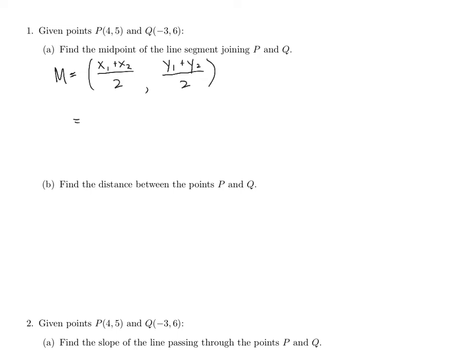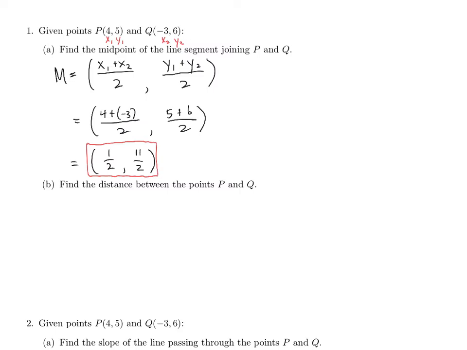So now we'll just plug in the numbers. If you want to label your points, if that helps you, you can. So we have x1 is 4 plus x2 is -3 over 2, y1 is 5 plus y2 is 6 over 2. 4 plus a -3 is a +1, so 1/2 will be the x value. And then 5 plus 6 is 11, so 11/2 would be the y value. Neither of those fractions can be reduced, so this is your midpoint.